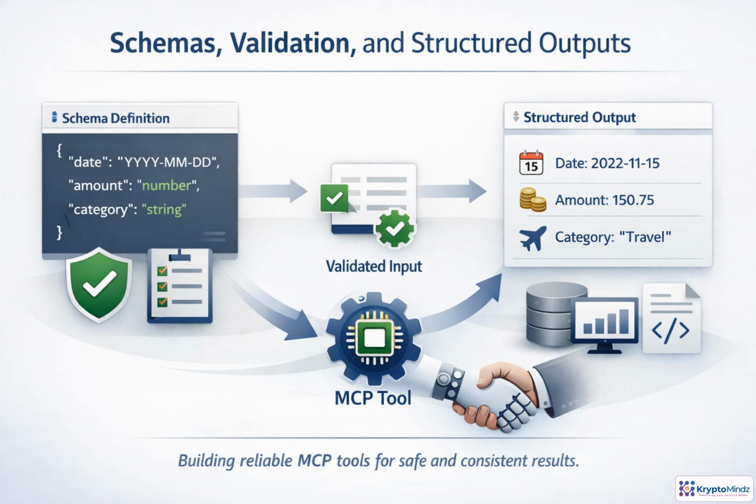Reliable AI tools don't start with clever prompts. They start with contracts, clear schemas, strict validation, and outputs machines can trust. In this module, we'll turn MCP tool interfaces into predictable, safe connections between AI clients and real systems.